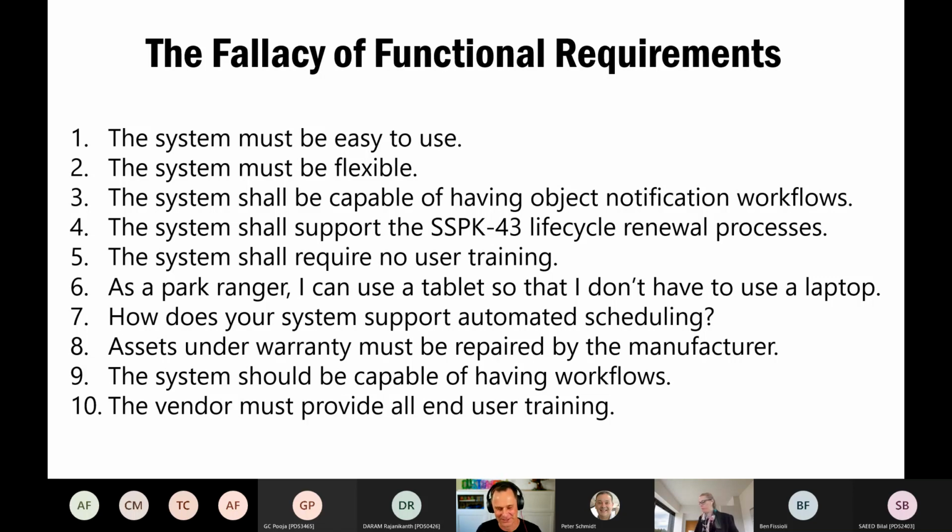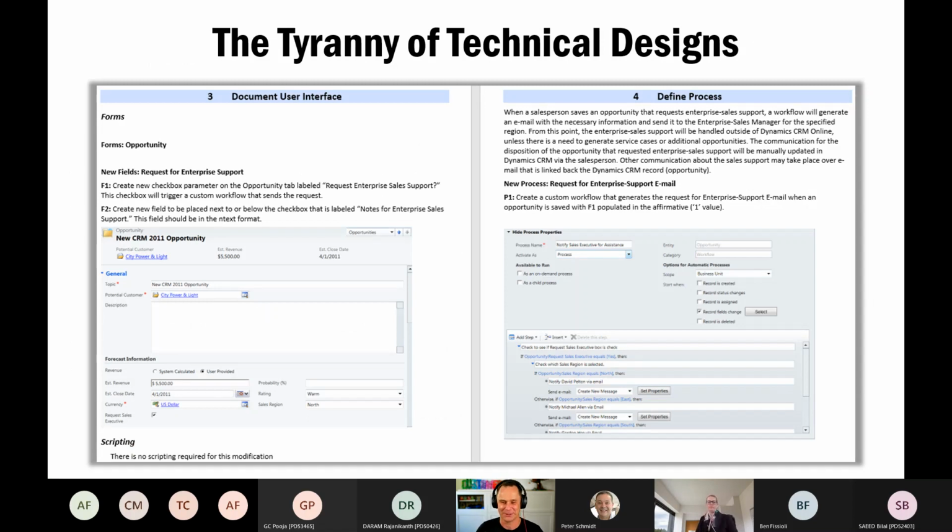If you've ever had to respond to an RFP with a bunch of functional requirements, it's a lot like one of those. I love number 5, the system shall require no user training. And yet number 10 says the vendor has got to provide all the user training. Typical kind of requirements you get.